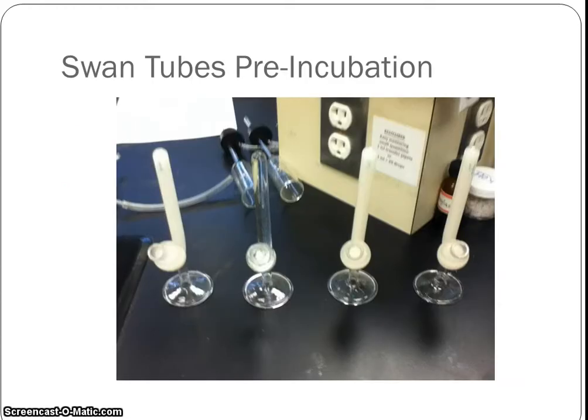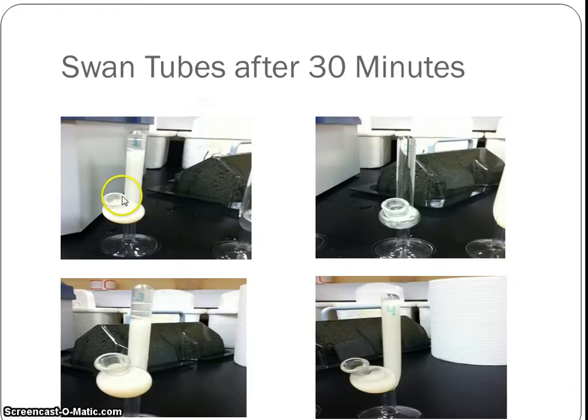These are the swan tubes, labeled 1, 2, 3, and 4. And as you can see, there's no air bubbles to begin. These are the swan tubes after 30 minutes of incubation. As you can see, there's a pretty decent sized air bubble on tube 1, no air bubble on tube 2, another air bubble on tube 3, and it looks like a tiny air bubble on tube 4, but I'll explain why that is a false positive later.